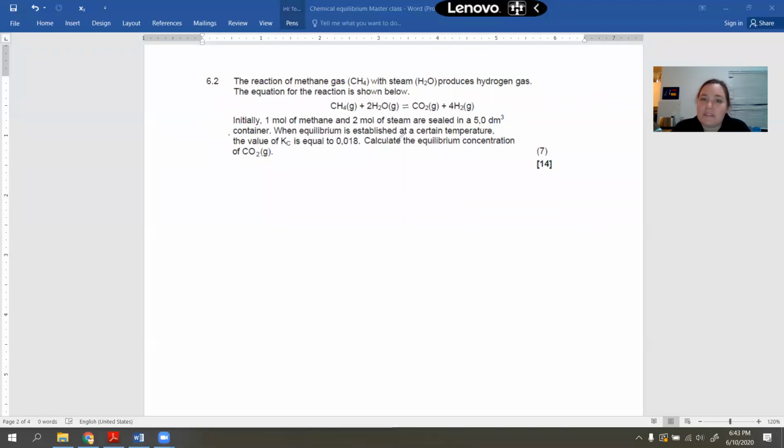When the equilibrium is established at a certain temperature, they don't mind what the temperature is. They're just committing that it's a fixed temperature, so the Kc is the same. The value of the Kc is 0,018. That value of Kc is relatively small, and it tells us that relatively small amounts of our starting materials react to produce products. You are asked to calculate the equilibrium concentration of carbon dioxide. This is a 7-mark question, which says that it's medium to relatively difficult.